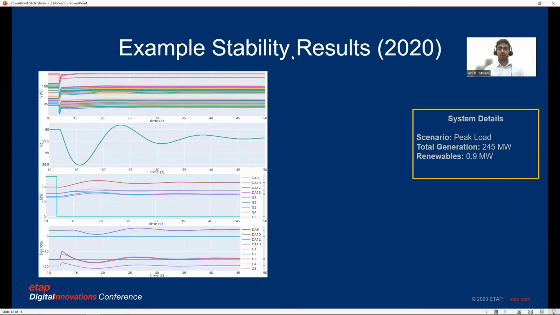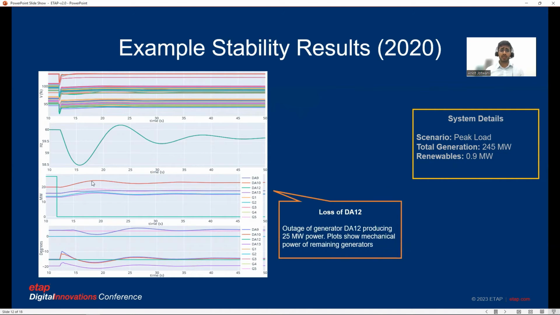I'll now move over to the results section. Before we did the analysis for the future years, we looked at the base case to see how the different system responses looked. The case described here is the peak load case in the year 2020, where the total generation was 245 megawatts and there were hardly any renewables.